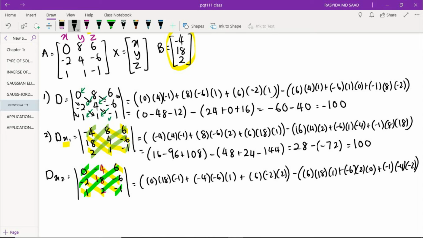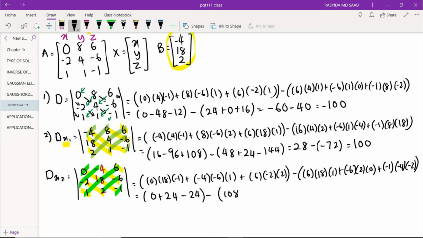I'm sorry about my handwriting, it's very bad. Okay, just solve this one. 0 times 18 times 1, negative 1, 0. This one will be 24. And then this one will be 6 times negative 2, negative 12, negative 12 with 2. So you get 24. And then minus 6 times 18, 6, 108.